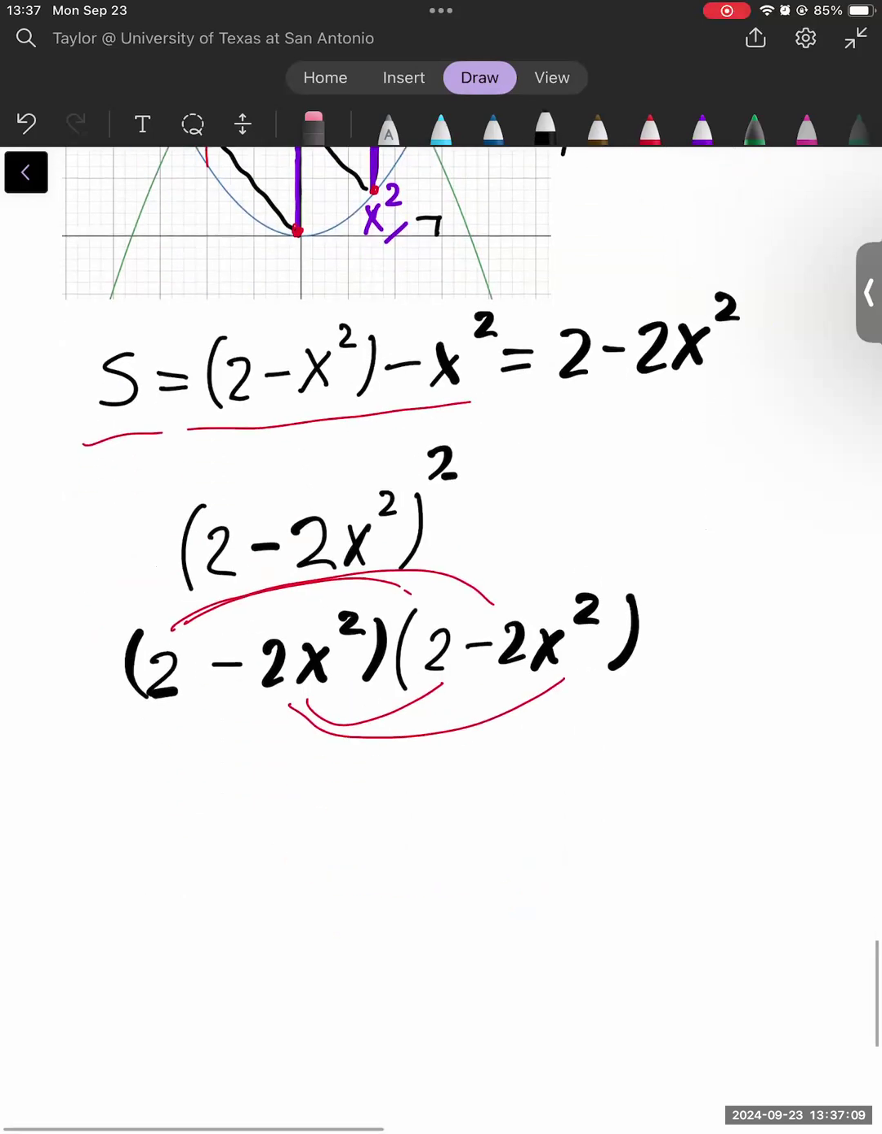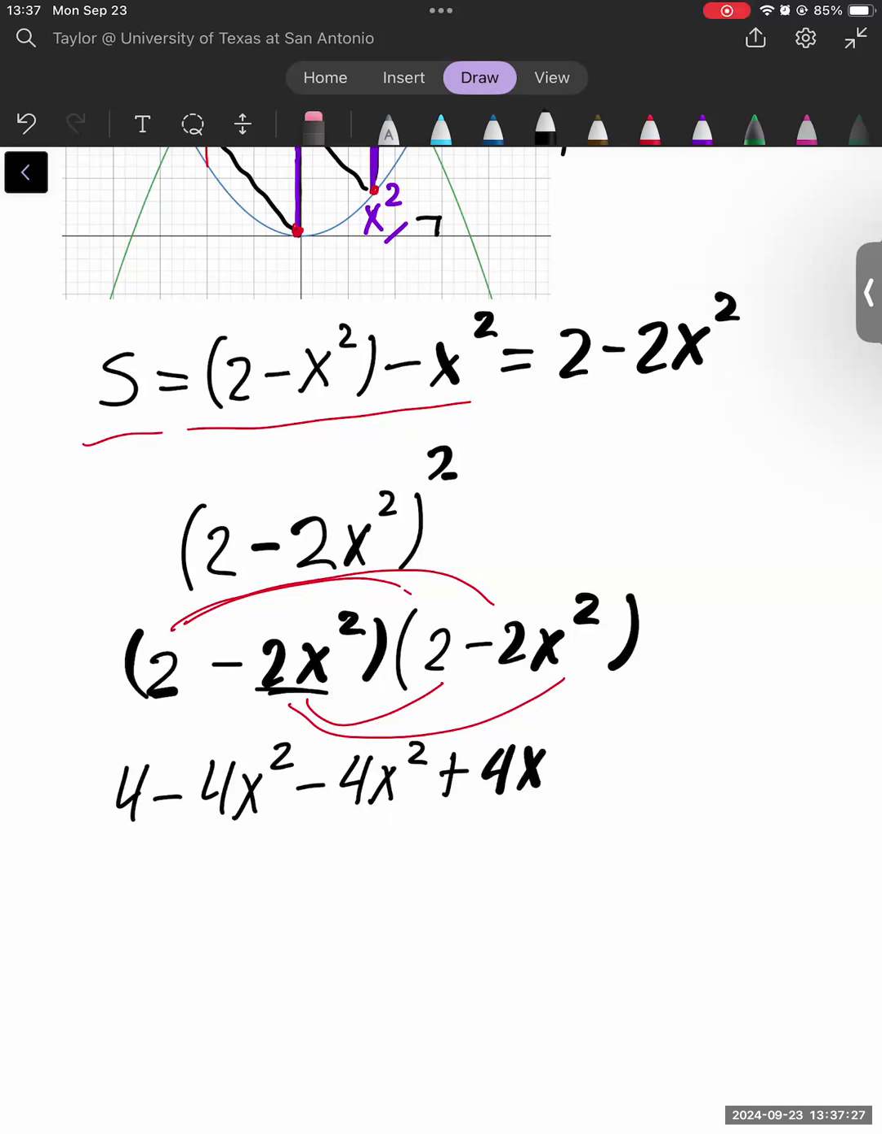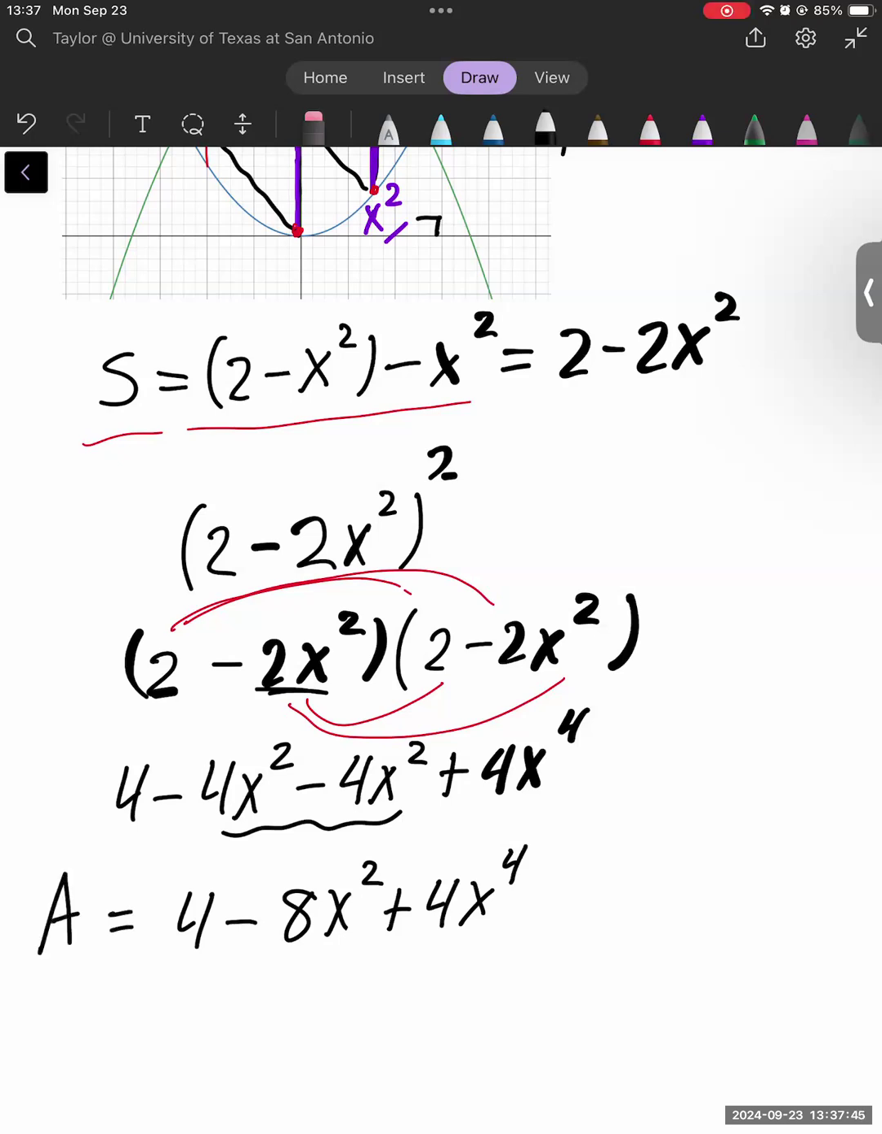And so carrying that out, I'm going to get 4 minus 4x squared. And then doing this term now, I get minus 4x squared. And then these two would give me plus 4x to the fourth, rather, sorry. And then I can combine like terms: 4 minus 8x squared plus 4x to the fourth. Okay, so this is my area of one square, right?